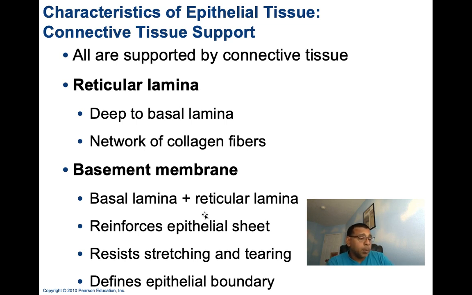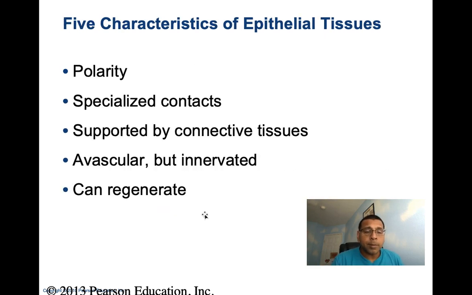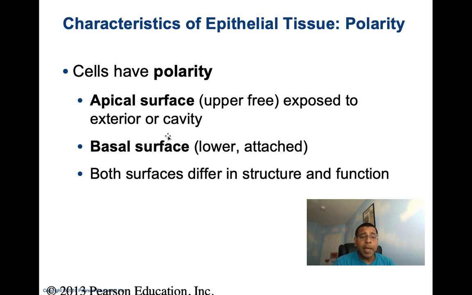Basal surface. We skipped the basal surface. So after cilia, actually, we were supposed to talk about the basal surface. So let's jump back up to the first characteristic of the apical surface. We skipped the basal surface totally. So let's go back. Basal surface, we said, is the lower or the attached surface. It's the lower or the attached surface.